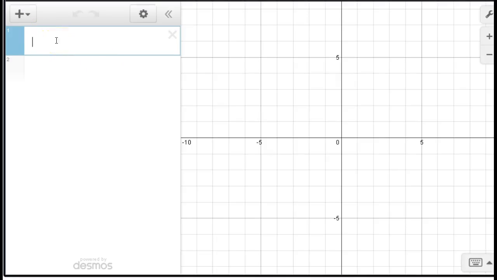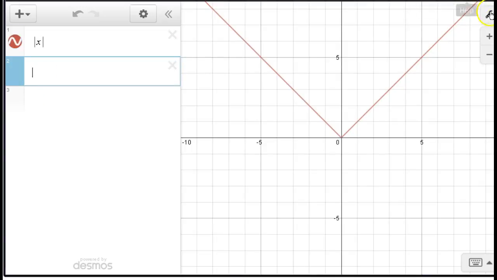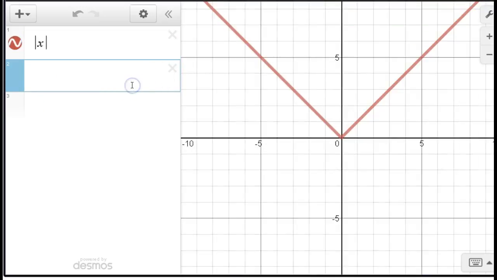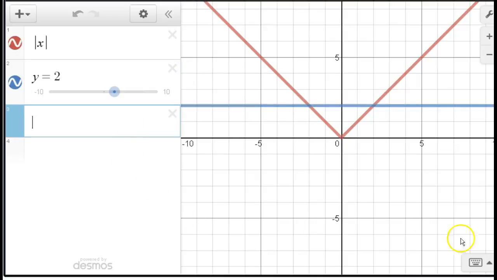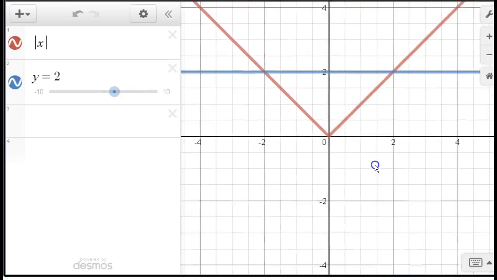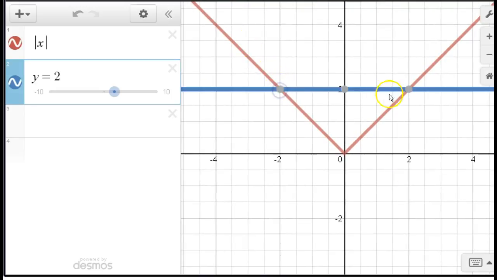For number 7, we'll have the absolute value of x, right? And we had something like y equals 2, I think it was. So this is like number 9. The answer here is, where do these intersect? We have 1 right here and 1 right here. So the answer graphically is -2 and 2. That's the problem we're trying to solve, but without the graphing.